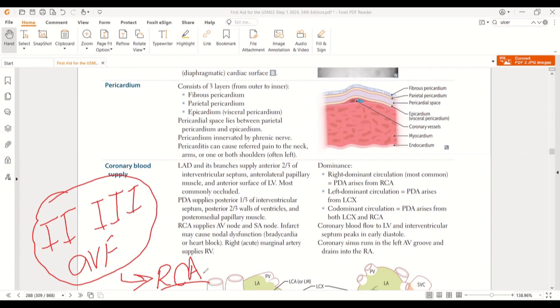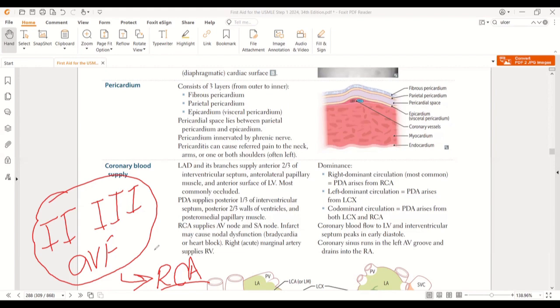Posterior descending? No, the right coronary artery. I am not going to discuss some more precise concepts here because they are difficult. In inferior wall MI, more than 50% of the time, this artery is occluded, the right coronary artery, right? So inferior wall MI involves the right coronary artery.